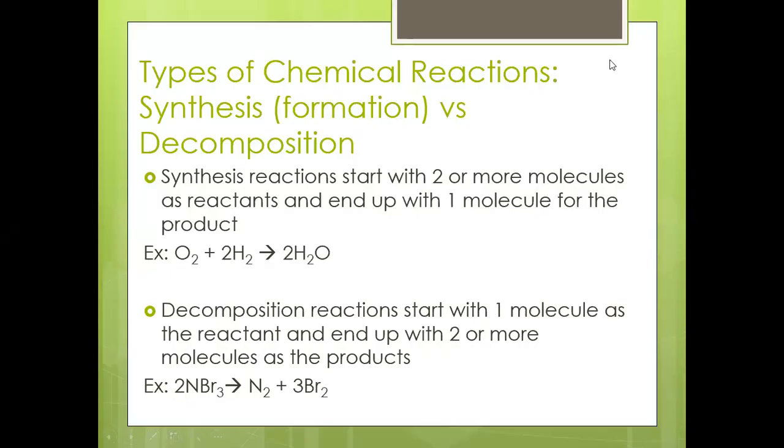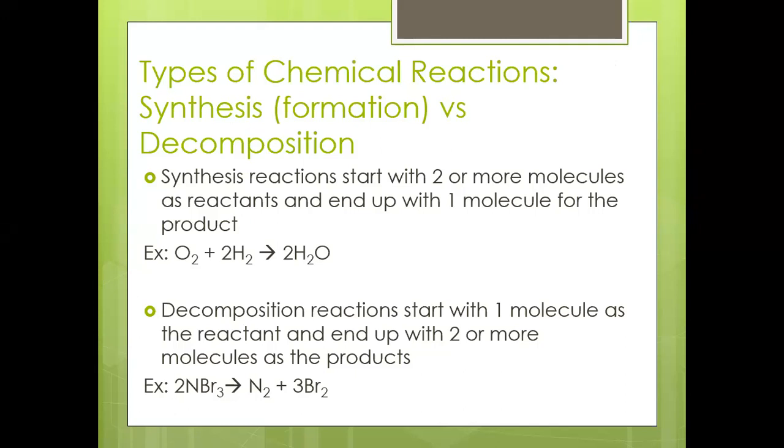Okay, now that we've gone over how to balance a chemical reaction, let's go into the different types of chemical reactions that you can see. So the first 2 are opposites of one another. That's why they're compared to each other here. The first is a synthesis reaction, also called a formation reaction, and the second is a decomposition reaction.